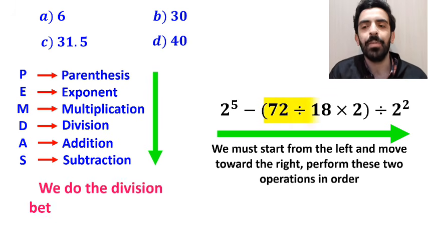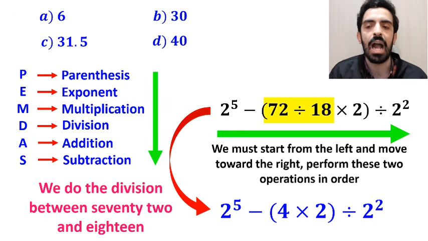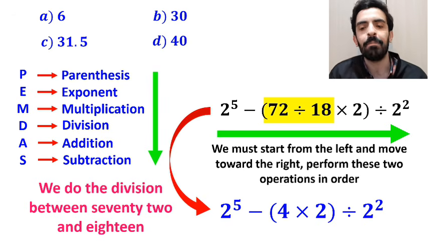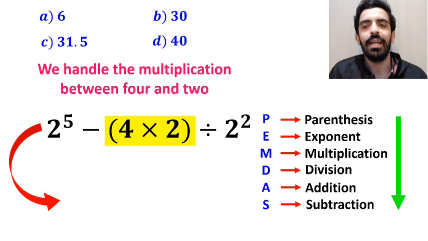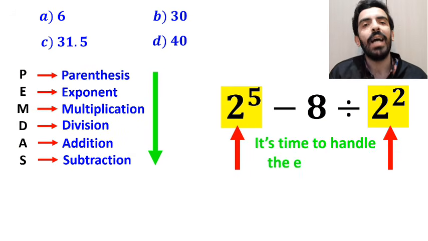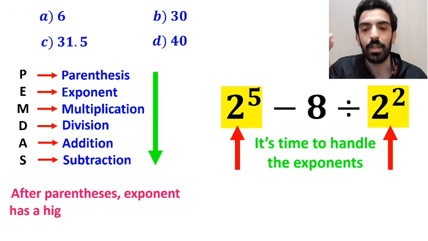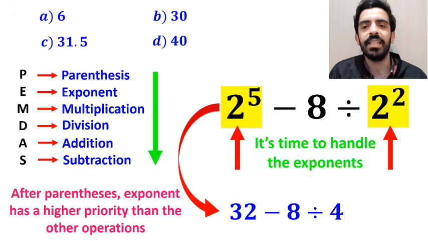So, first we do the division between 72 and 18. And this expression simplifies to 2 to the power of 5 minus 4 times 2 inside the parentheses, then divided by 2 squared. And the next step, we handle the multiplication between 4 and 2. And this expression simplifies to 2 to the power of 5 minus 8 divided by 2 squared. Next, it's time to handle the exponents because according to the PEMDAS rule, after parentheses, exponent has a higher priority than the other operations. So, we can write this expression as 32 minus 8 divided by 4.